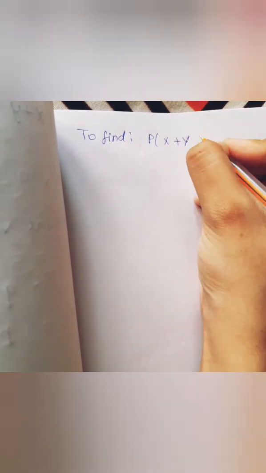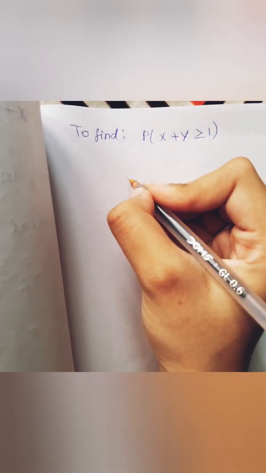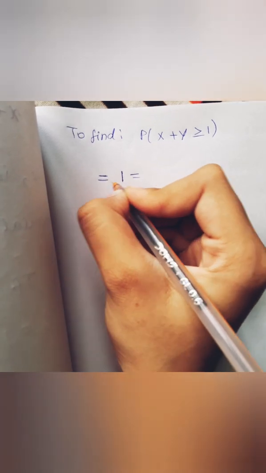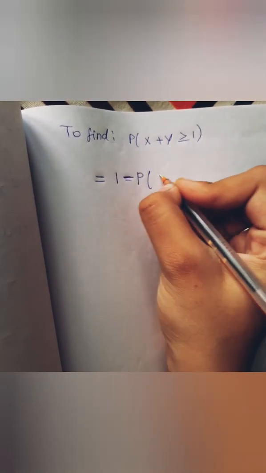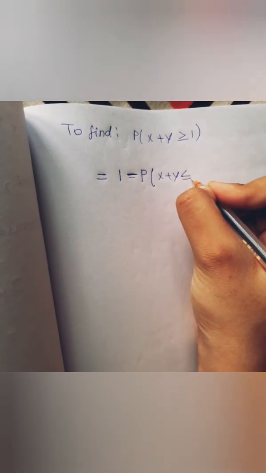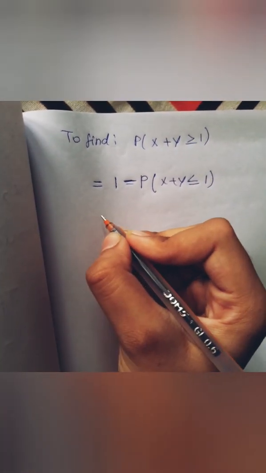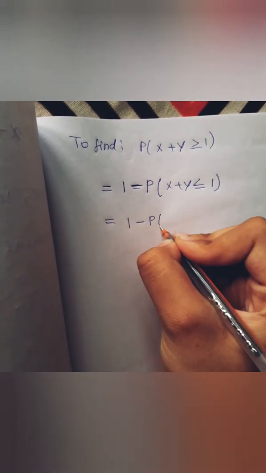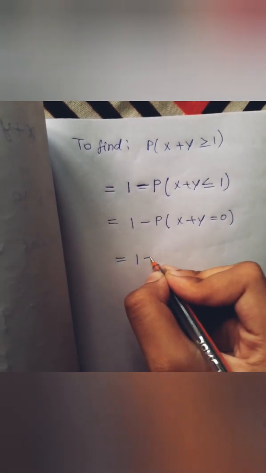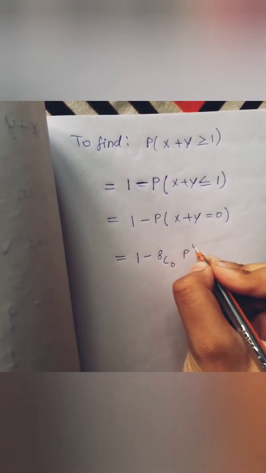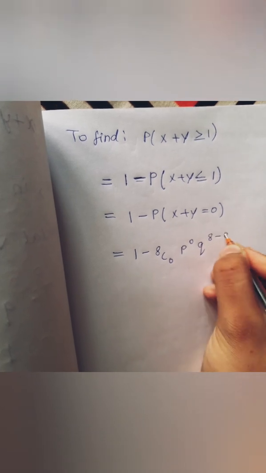So they have asked us to find X plus Y greater than or equal to 1. So by formula we have to write 1 minus P of X plus Y less than 1. So the next step it will become 0, 1 minus P of X plus Y is equal to 0. We have to apply in nCr p power r q power n minus r as r is equal to 0.